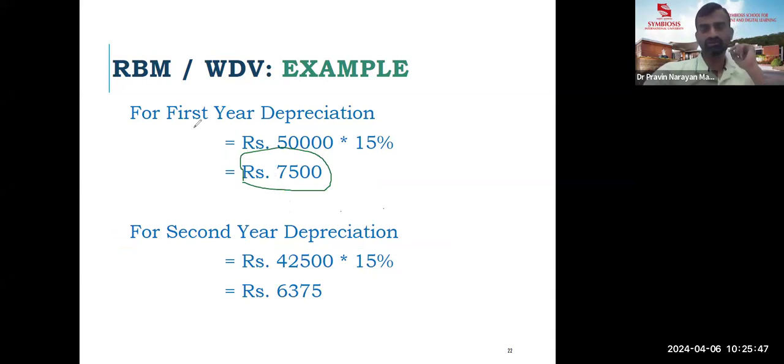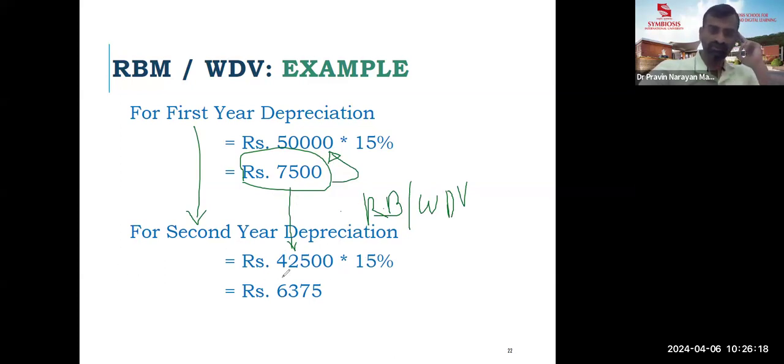Now when we go for the second year, we have to subtract this depreciation from the initial value. After subtracting this depreciation amount, the value that comes is what we call the reducing balance or written down value. So for the second year, we again calculate depreciation at the fixed percentage, that is 15%, on the written down value. So the second year depreciation value will be lesser than the previous year. Now if we calculate for the third year, we have to subtract this figure from this, then we will get the exact written down value.